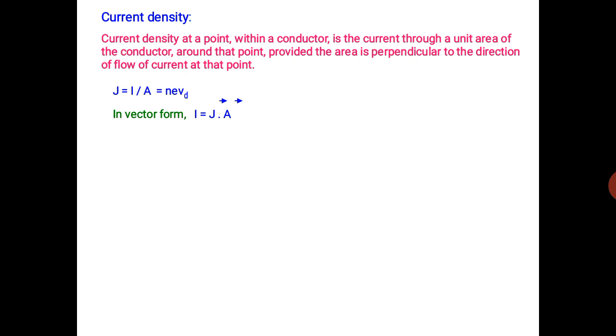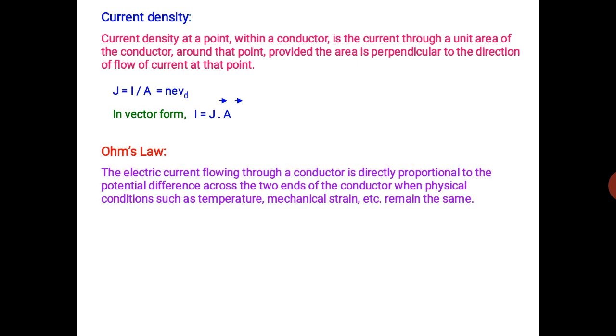The SI unit of this current density is ampere per meter square. Ampere per meter square.